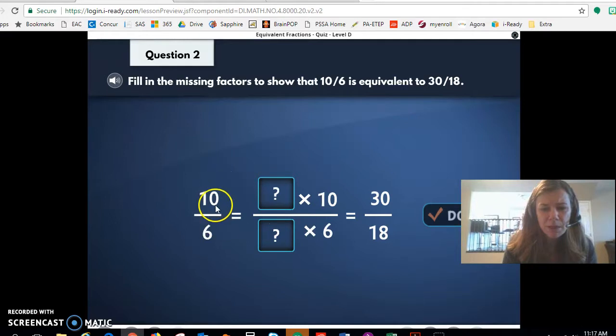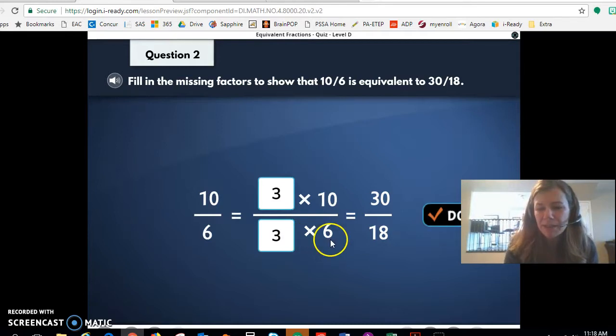All right, so we're thinking, what can we multiply 10/6 by so that we get 30/18? Well, we need the same number that we can multiply both the top and bottom by. Well, 10 times what number gives us 30? Let's see if that works for the bottom. 6 times what number gives us 18? And 3 would be correct.